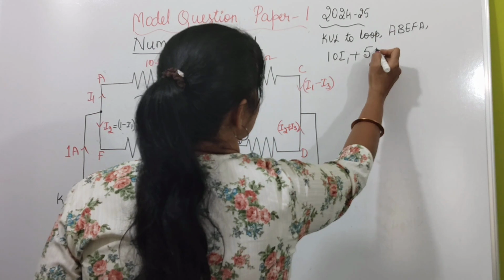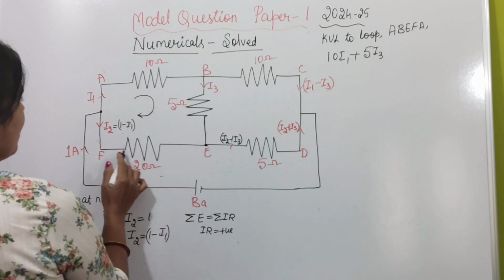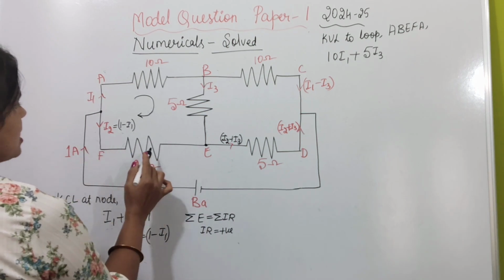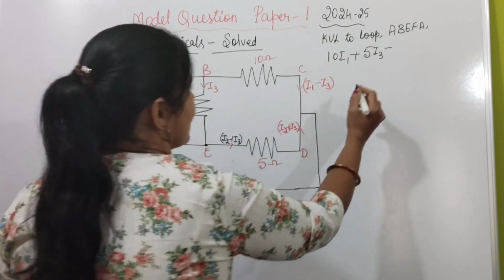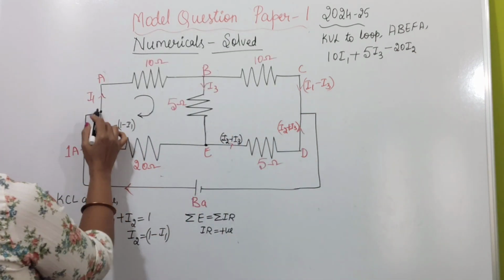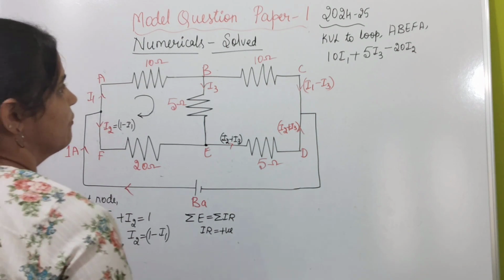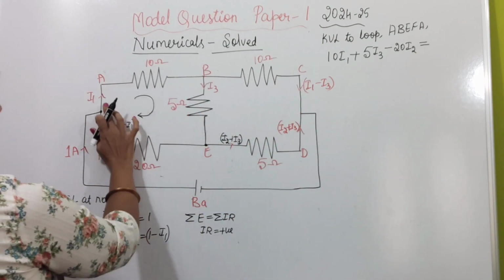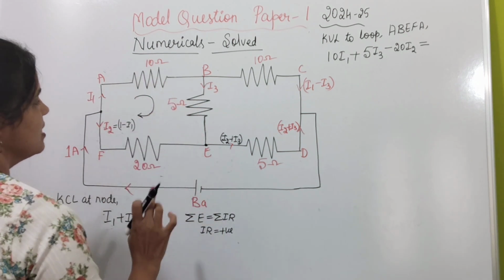That product is 5 times I3. Then we are moving E to F. Current is flowing in this branch. Which current? I2, which is in the opposite direction, so the IR product is negative. That is 20 times I2. Then we come back to the same point through FA. There is no resistor here. Is there any battery or cell? No. Therefore there is no EMF, so it is 0.